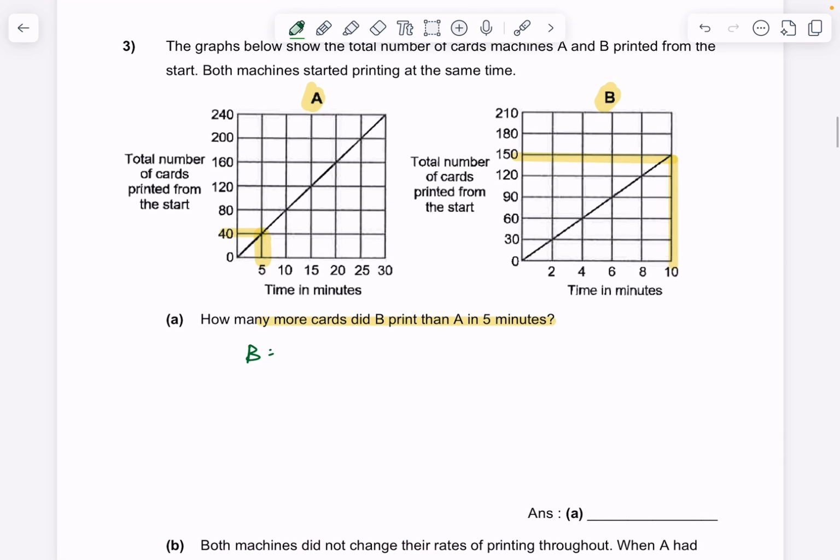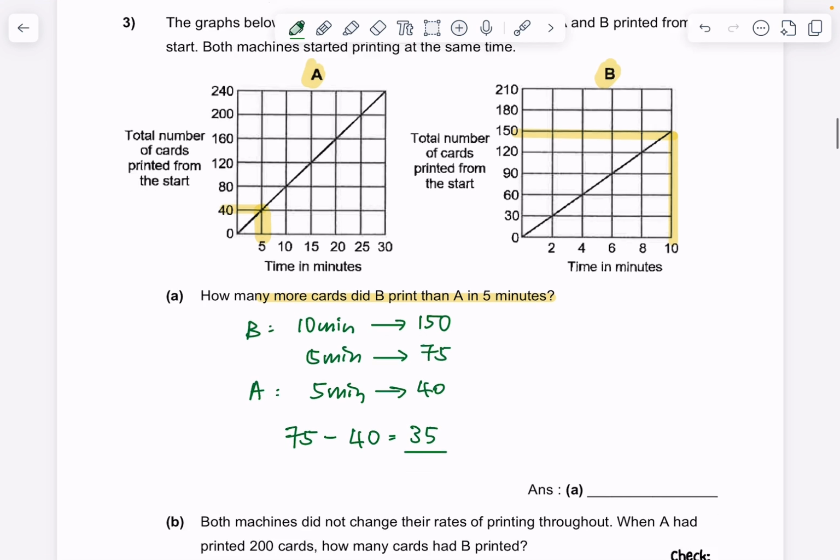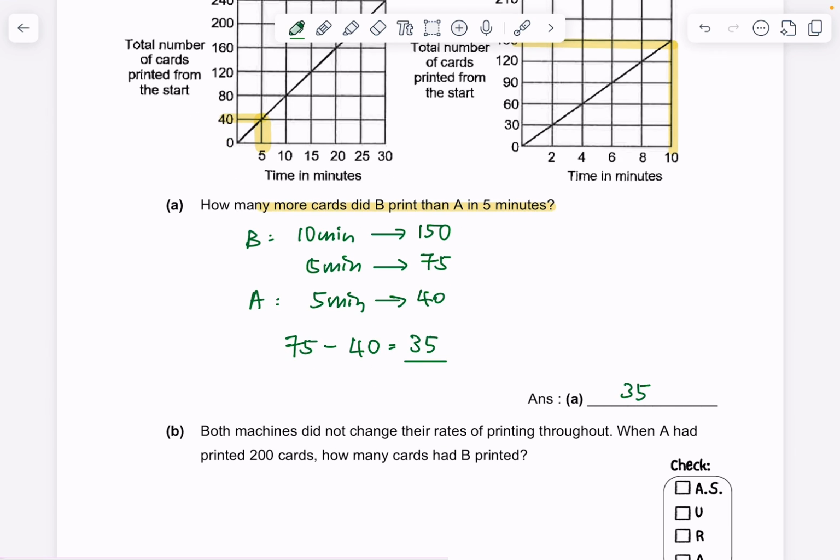So for machine B, in 10 minutes it prints 150. So in 5 minutes it will print 75. As for A, in 5 minutes it prints 40 cards. Therefore, we'll take the difference of 75 and 40, and machine B prints 35 more cards than machine A in 5 minutes. Okay. For part B, both machines did not change their rate of printing throughout.